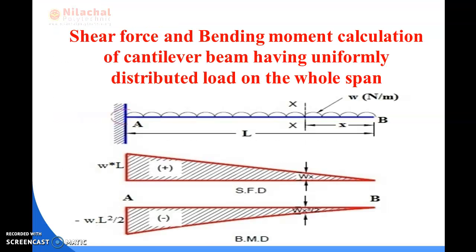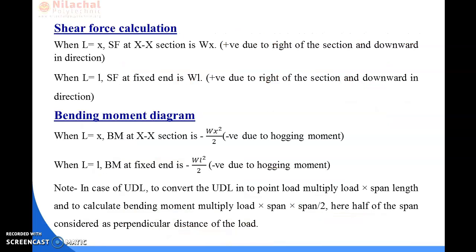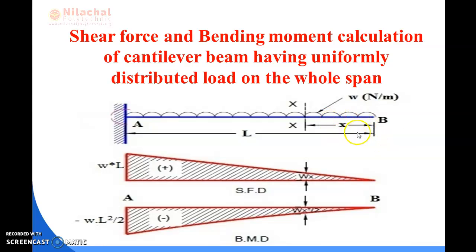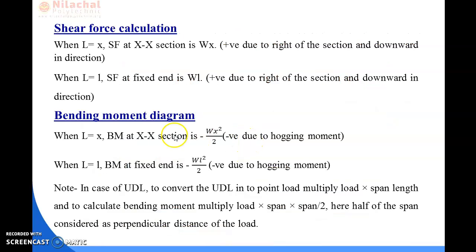So your first case is in case of UDL, while L equal to X, that means this case only. The second case, similar to shear force, is length equal to L. When L equal to X, that means the distance from the free end of the cantilever to the cut section of the cantilever should be X.